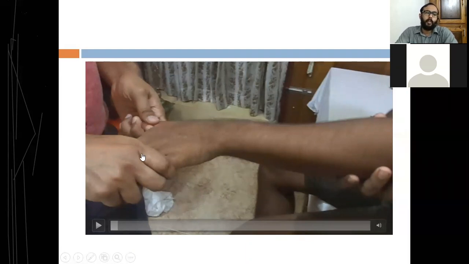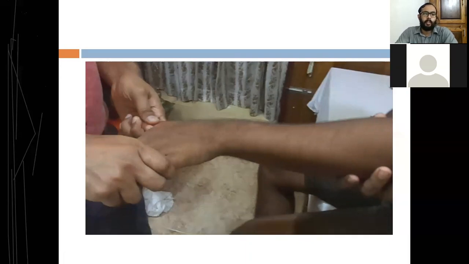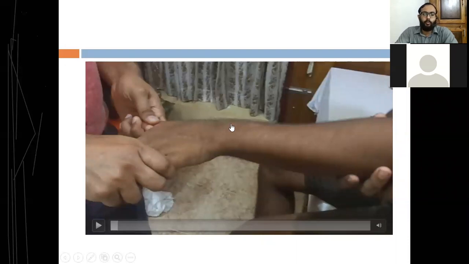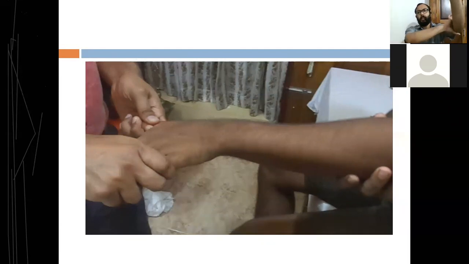The thumb and 4 fingers should be in 90 degree flexion, and the thumb should be directly forward towards the person who is giving traction. This is the basic principle regarding traction of Colles fracture, and the counter traction should be given on the elbow joint like this. The counter traction should be given on the elbow joint like this.